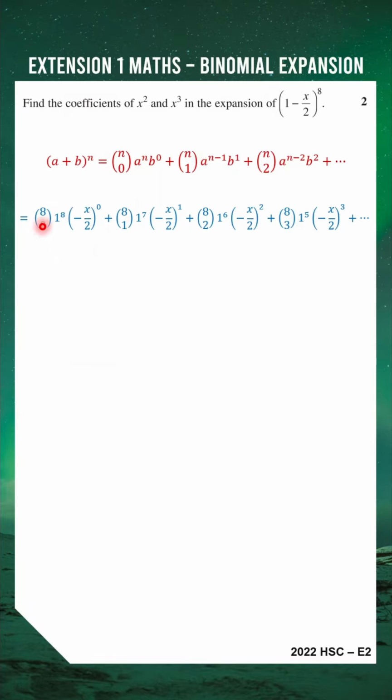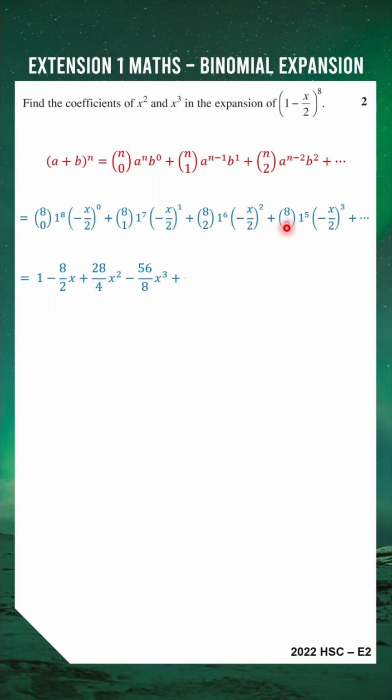At the front, I've got 1 times 1 times 1. So I've just got 1. Then I have 8 times 1 times x over 2 with a negative. So I've got negative 8 over 2x. For the third term, I've got 28 times 1 times x over 4, and squaring that negative has made that positive. So we've got 28 over 4 with the x squared.